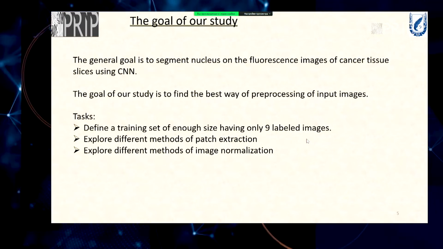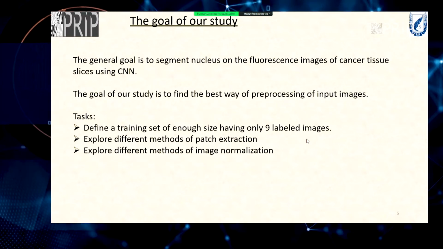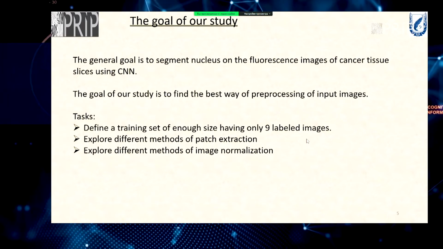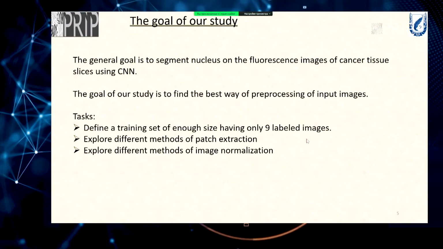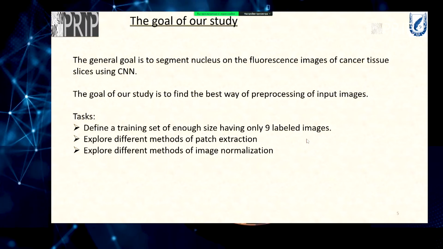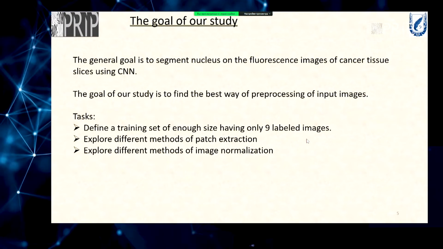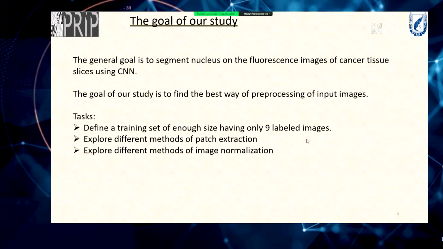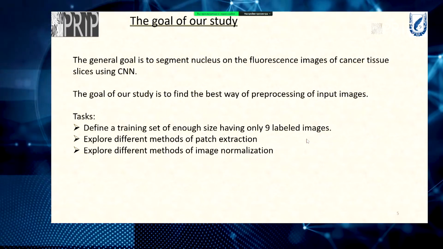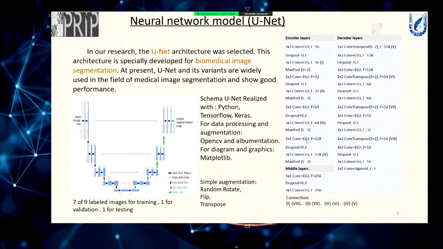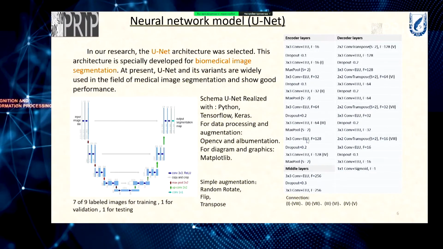We separated our research into 3 steps. Firstly, define a training set of enough size. We only have 9 labeled images. So we choose 7 images for training, 1 for validation and 1 for testing. And then we tried 5 methods for extracting patches. And then 4 methods for normalization. And we have selected the neural network model, UNET.